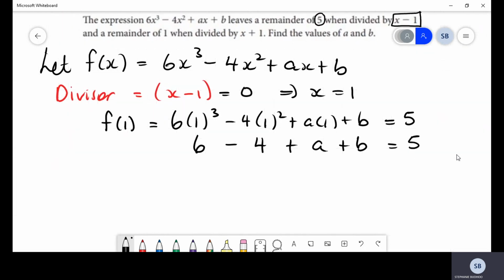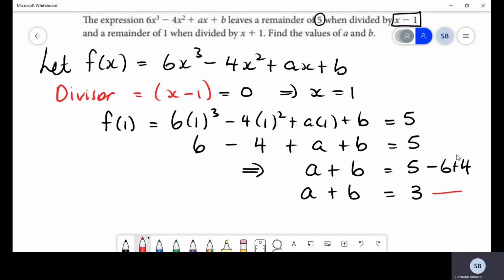We are going to rearrange this equation such that we have the letters on the left-hand side and the numbers on the right. So we will get a plus b is equal to 5 subtract 6 plus 4. So carrying all our numbers to the right. And that gives us simply a plus b is equal to 5 subtract 6, that's negative 1, plus 4, that gives us a value of 3. Okay, so we are going to call this our first equation, equation 1 there.